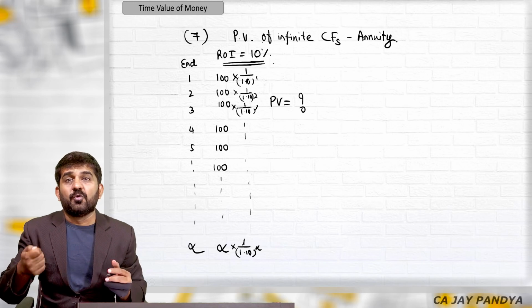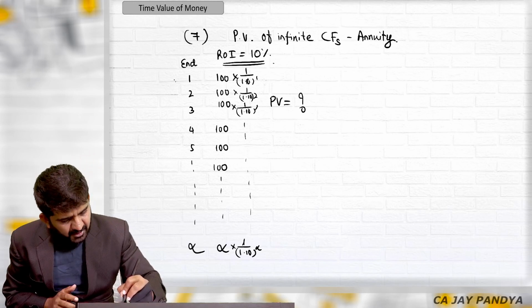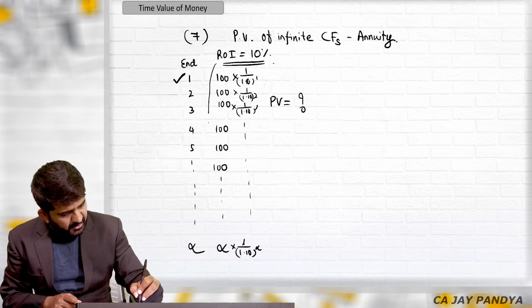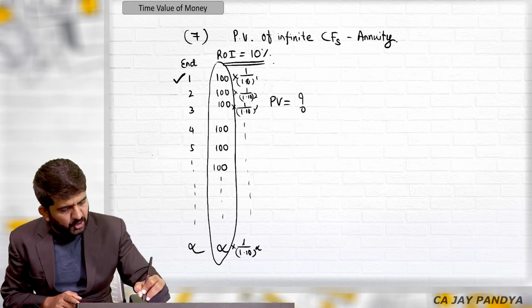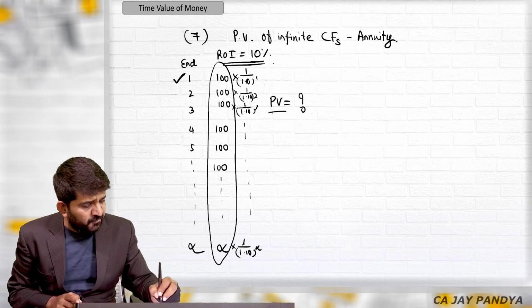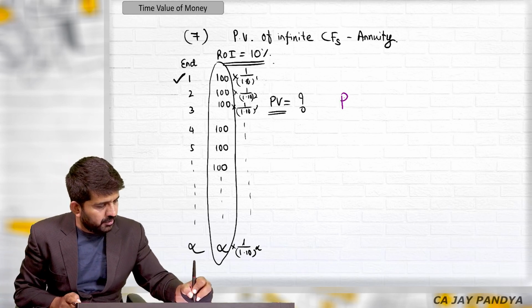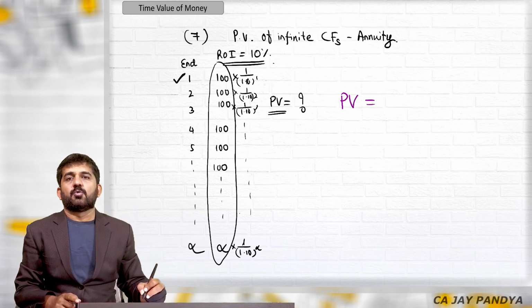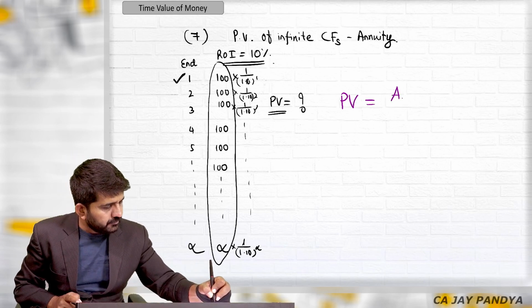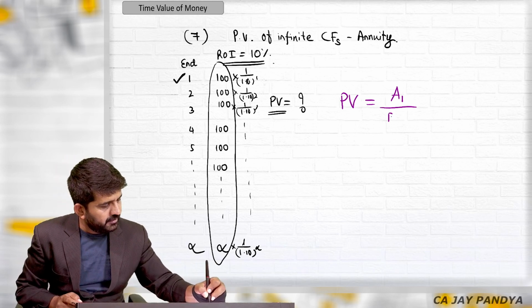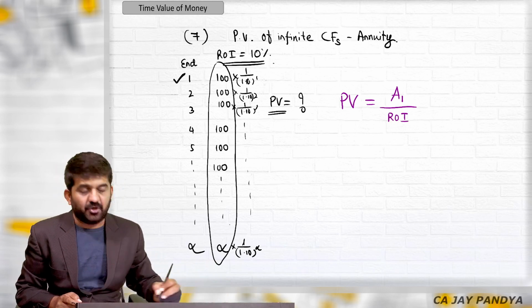Here I give you a formula. If the amount is starting with first year, if the amount is an annuity, if you want to find out present value, how can it be found out? Present value is equal to amount of first year divided by rate of interest.